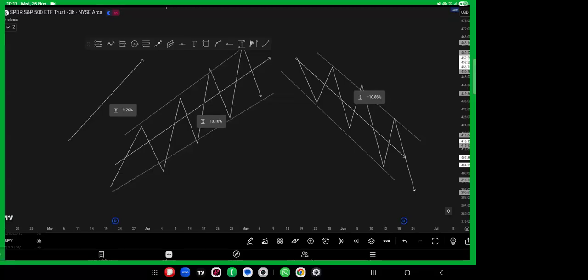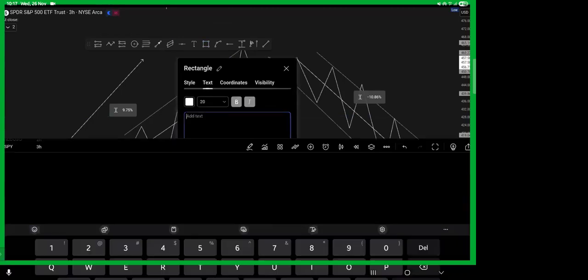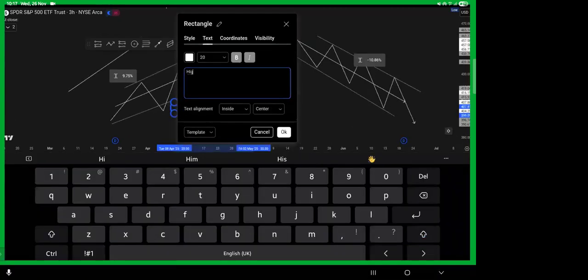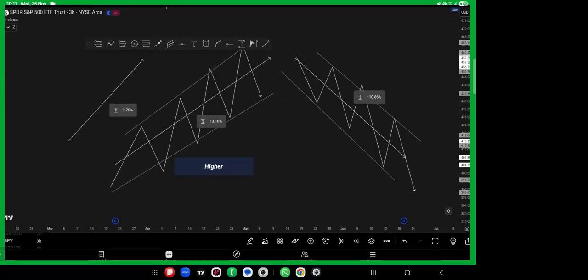makes use of higher. A demand trend makes use of higher, while a supply trend makes use of lower. This is a demand trend. I said that the demand trend makes use of what? Higher. And the supply trend makes use of lower.